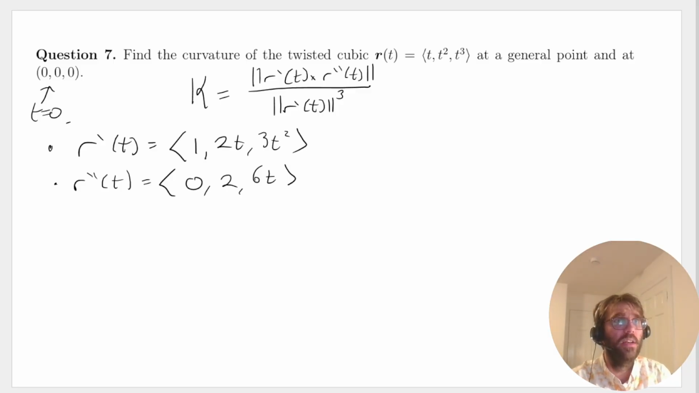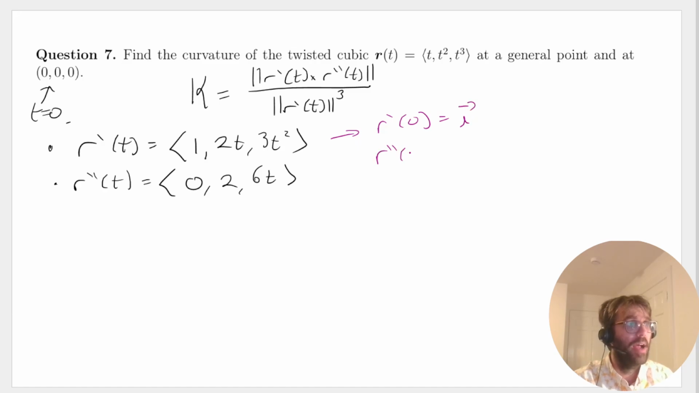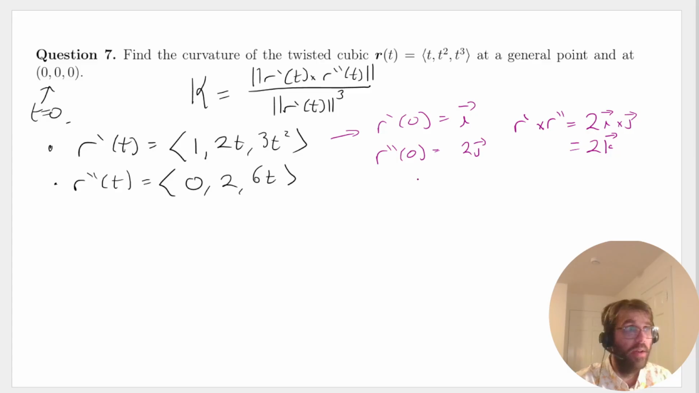And all of a sudden, we're in great shape. You would say, hey, r prime of 0, I'm going to jump into the ijk notation. It's just i. R double prime of 0 equals just 2j. So r prime cross r double prime is 2 i cross j, which is 2k. And the length of r prime is 1. So kappa at t equals 0 at that point is the numerator's cross product, length 2, because it's 2k, divided by the length of r prime cubed.